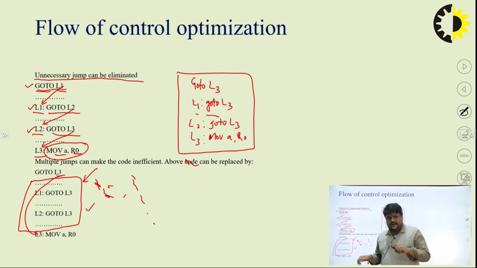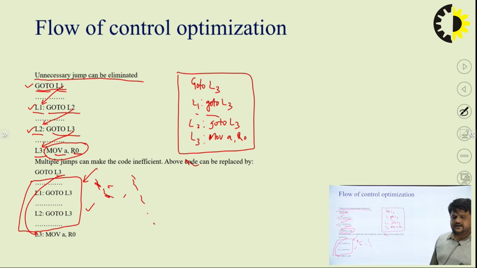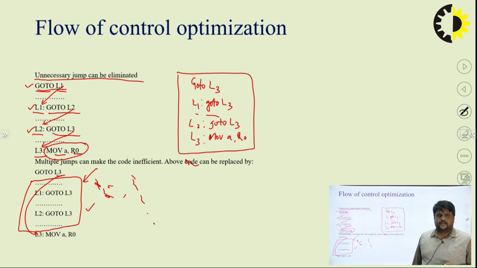I have told you earlier that peephole optimization provides better results when it performs multiple passes, right? Multiple times it will scan the program. A pass means a complete scan of a source program or a target program.